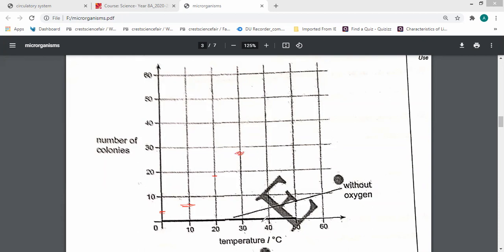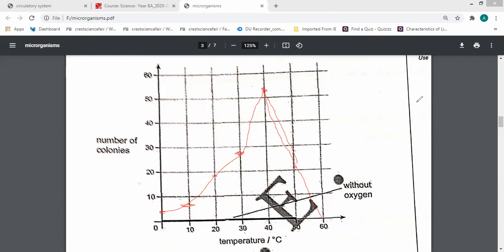When the temperature is 40, 56. I think it goes here, 56. Okay. When the temperature is 50, 21, right? Yes. So then matching all of them together with lines. This is the graph. So the first question, draw the result with oxygen on the same graph, with oxygen.